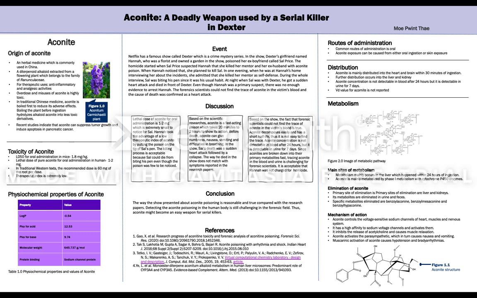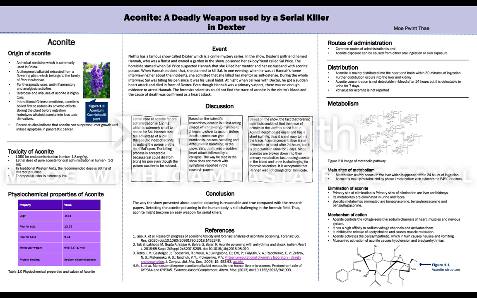Specific metabolites eliminated are benzylaconine, and its related metabolites. Those three are the active metabolites that are eliminated in the urine. And mechanism of action. Aconite controls the voltage-sensitive channel of heart, muscles, and nervous system.